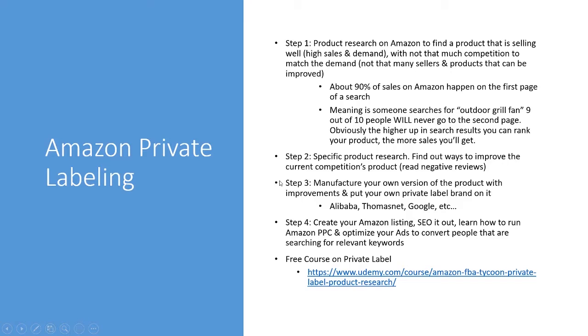So step 3 after you find that is simply manufacture your own version of that product with the improvements that you've identified and put your own private label brand on it. So you want to create a brand name, you want to put your private label brand on it, and you can order from places like Alibaba, Thomasnet. You can search Google and basically find X supplier near you or X wholesaler near you for that specific item or that specific industry. And that's really an easy way that you can get your product manufactured. Now, we won't get too in-depth with this here. Like I said, I have an entire course on this, but that's step 3.